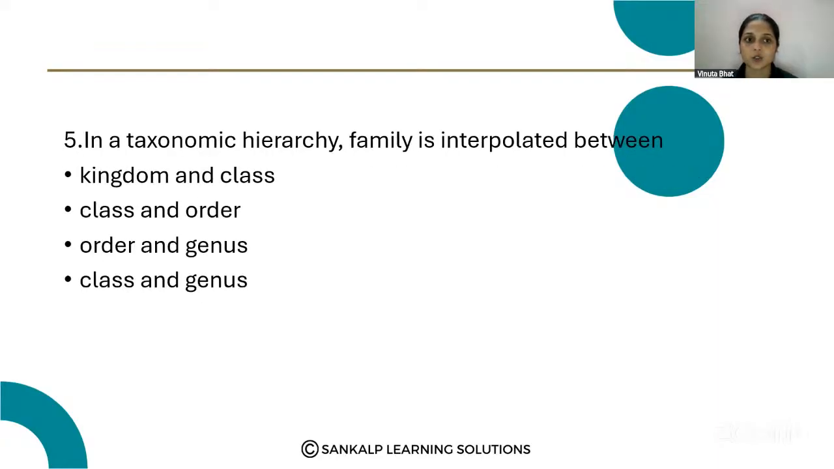Next question. In the taxonomic hierarchy, family is interpolated between kingdom and class, class and order, order and genus, or class and genus. So the family is present in between which of the following? What is the correct answer?